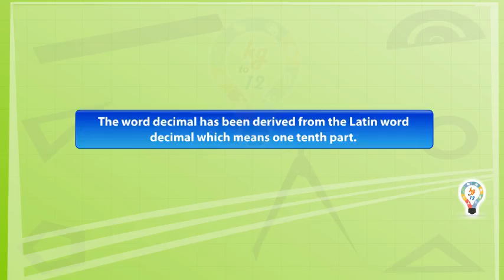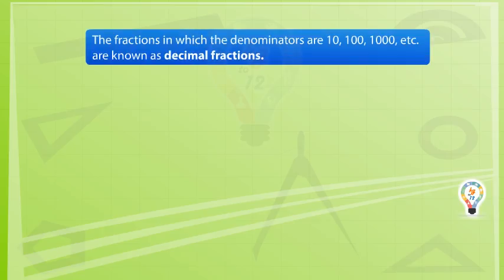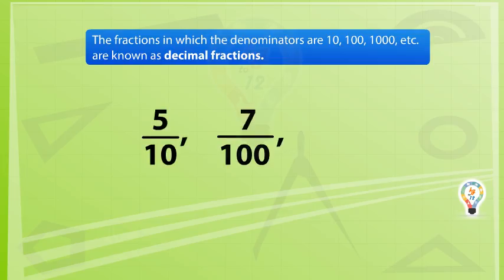Decimal. The word decimal has been derived from the Latin word decimal, which means 1/10 part. The fractions in which the denominators are 10, 100, 1000, etc. are known as decimal fractions.